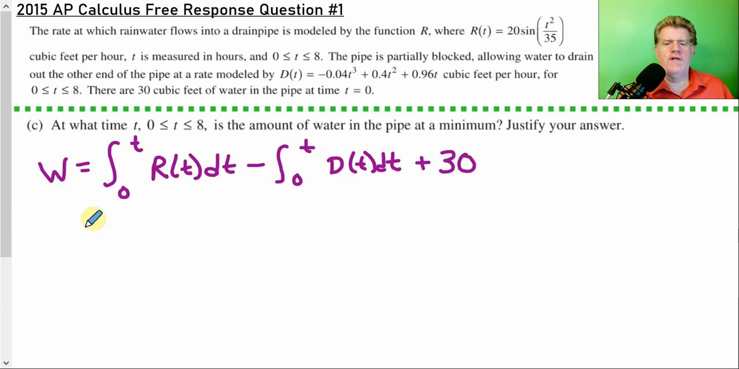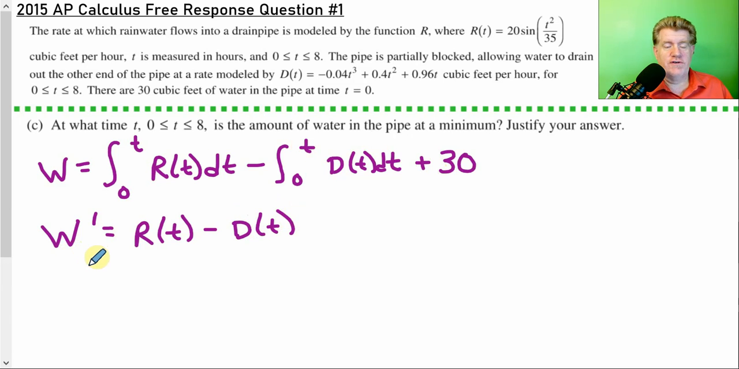So if I want to know when it's a minimum, why take the derivative? Well, the derivative of an integral, according to the fundamental theorem of calculus, is just the function. That's probably why I should have had a different variable there. You're not supposed to put t into t, but that's okay. And the derivative of this is R of t minus D of t, and the derivative of 30, of course, is 0.